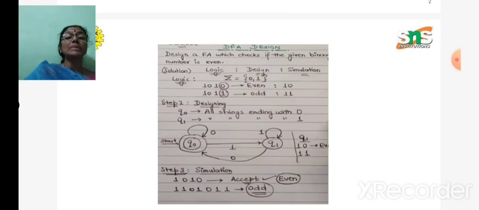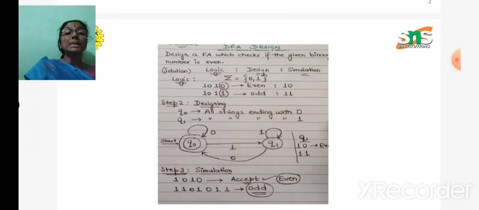Suppose I have the string 1010. What is the state transition? From q0, when I read 1, it goes to state q1. Next input is 0, so q1 to q0. Next q0 to q1 when you read 1, then again q1 to q0, and we end with 0, so that is an accept state. So there are two states here, and the accept state is q0, which is reached by the 0 transition.